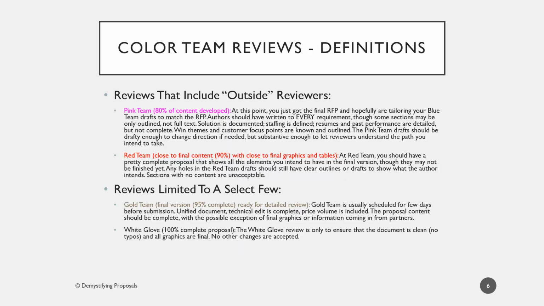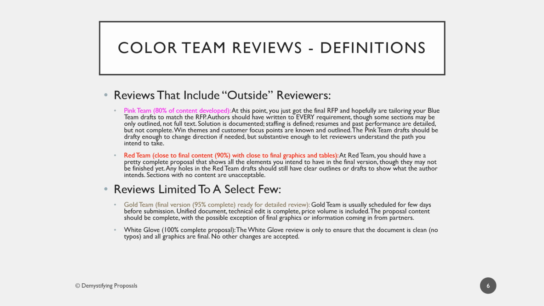When we talk about proposal outlines, it's also important to talk about the color team reviews. There's pink team, which is the first review, and at this point you've probably just gotten the final RFP and hopefully are tailoring your blue team drafts to match the RFP. Authors should have written to every requirement, though some sections may be only outlined, not full text.